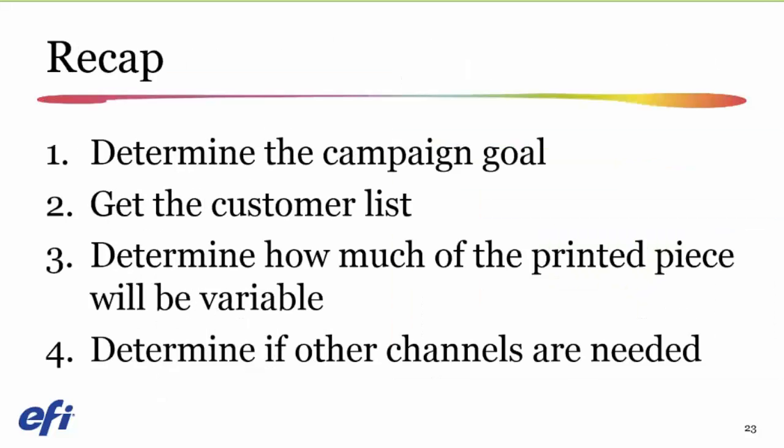To recap the steps that we went over, the first thing to do is determine your campaign goal, then get the customer list, determine how much of your printed piece is going to be variable, and finally, determine if other channels are needed.